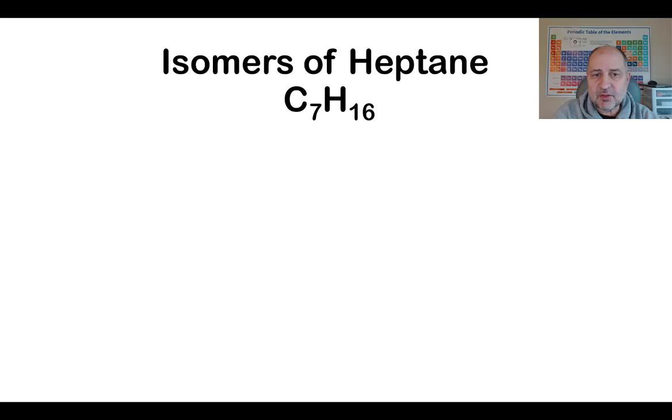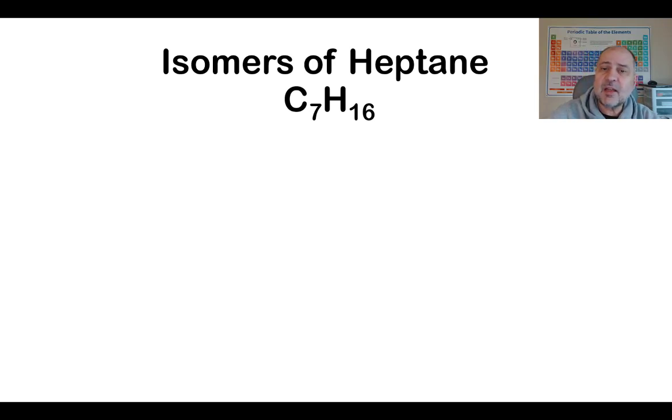Let's put together a strategy that we can follow to draw isomers of hydrocarbons. For example, C7H16. The first thing you want to do is determine if this is completely saturated, meaning there are no double bonds or cycles.